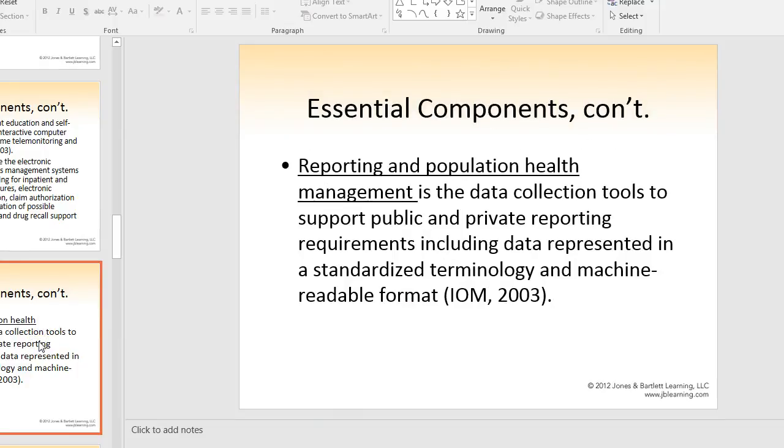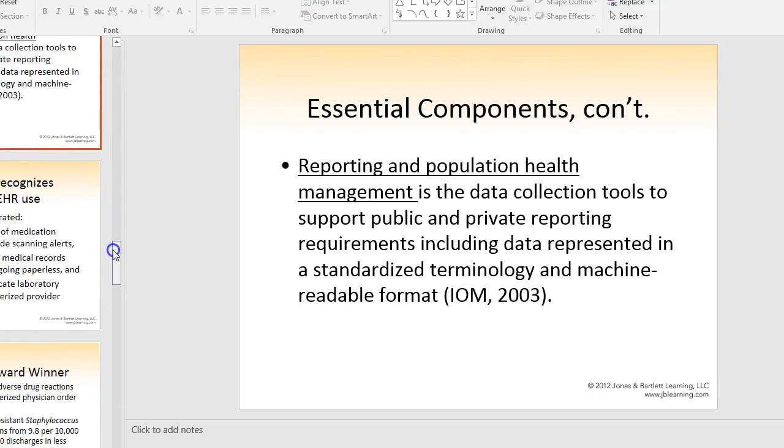This is really important so that we can move forward in healthcare. So it's data collection tools and supports public and private reporting requirements. You can find out how you're improving and look at processes as well to see what needs to be adjusted so that you can offer your patient the highest standard of care.